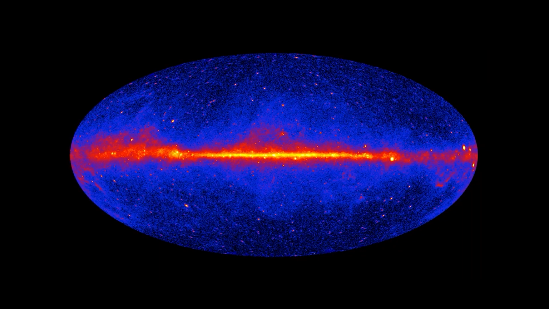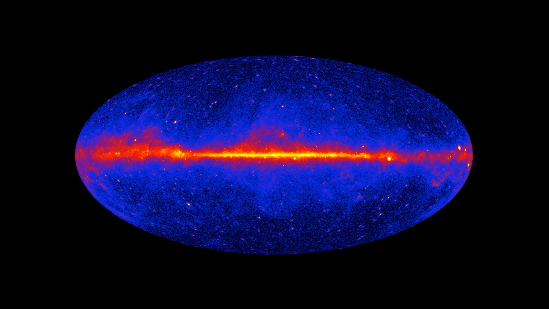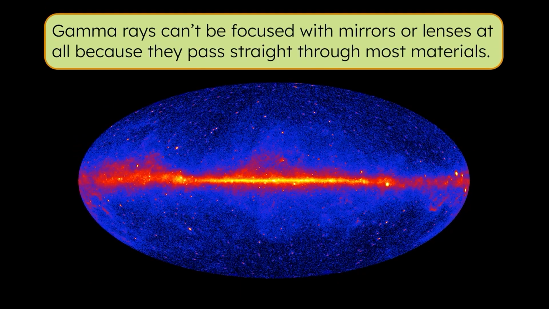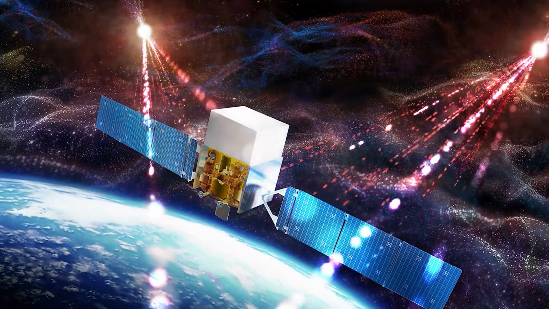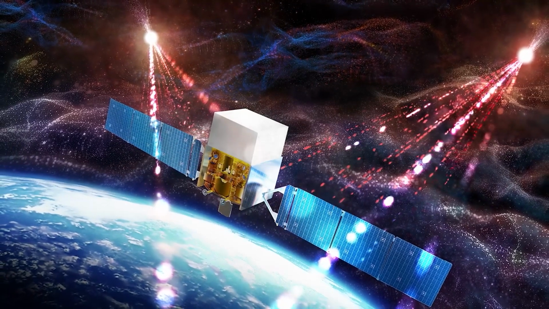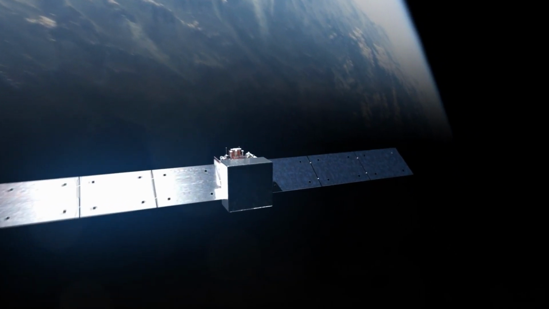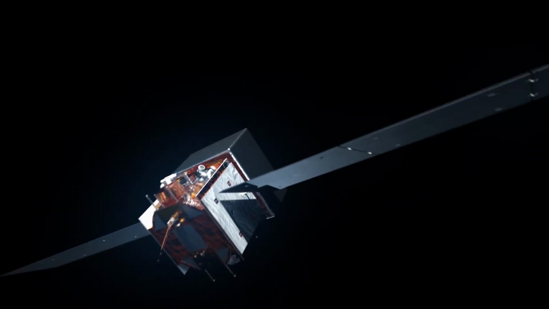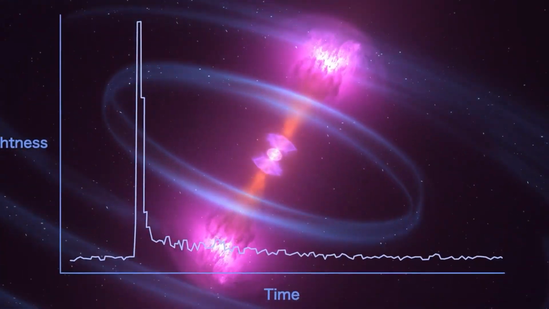NASA's Chandra X-ray Observatory uses this design to study super hot gases around black holes, exploding stars, and the cores of distant galaxies. Gamma ray telescopes detect even more powerful radiation, gamma rays, the most energetic form of light in the universe. But gamma rays can't be focused with mirrors or lenses at all because they pass straight through most materials. Instead, telescopes like the Fermi Gamma Ray Space Telescope use particle detectors to measure the bursts of energy created when gamma rays interact with the telescope's sensors. Since Earth's atmosphere blocks gamma rays, telescopes like Fermi must operate from space, where they reveal events like black hole collisions, neutron star mergers, and massive supernova explosions.